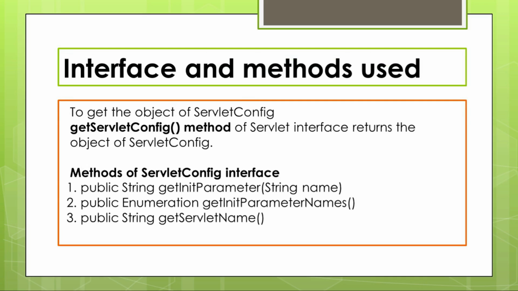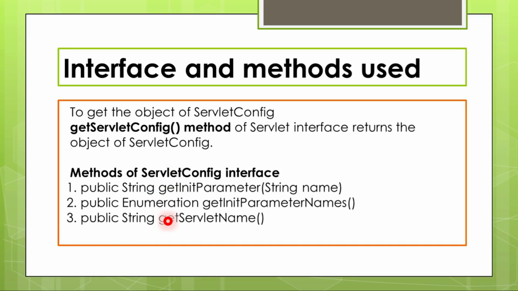So what are the methods that I'm going to use? Now we are going to see a program. Before that, I need to tell you the most frequently used methods and the interface that has to be implemented. To create an object, you see here, getServletConfig is a method that we need to execute. Once we create an object, using that object we can execute the following methods. By executing these methods, we can access the value of the phone number that is stored in the web.xml file.